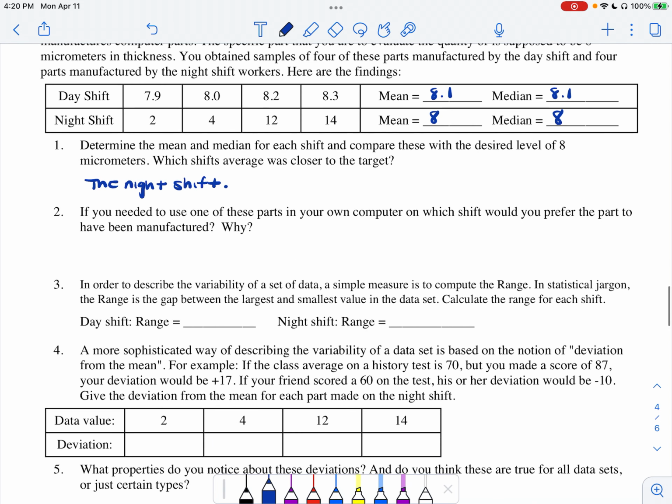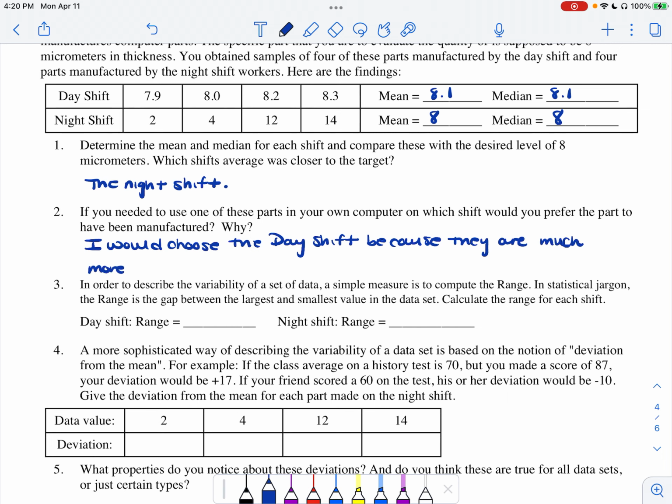So I would say I would choose the day shift because they are much more consistent.